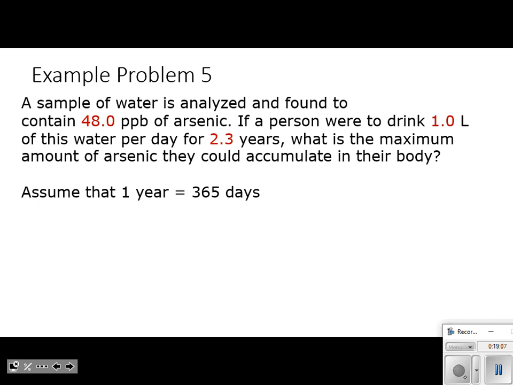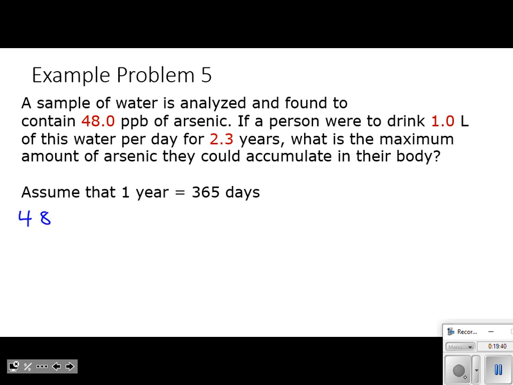A sample of water is analyzed and found to have 48.0 parts per billion of arsenic. If a person were to drink 1 liter of this water per day for 2.3 years, what is the maximum amount of arsenic they could accumulate in their body? Okay, so in this particular question, I am trying to figure out how much arsenic is in this person's body.